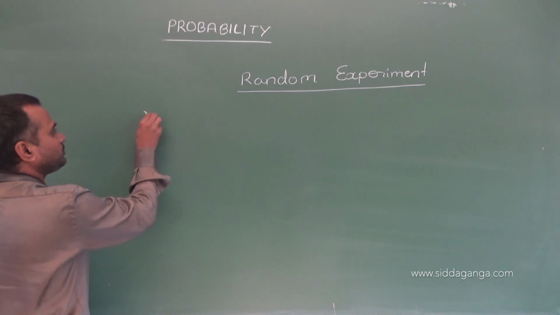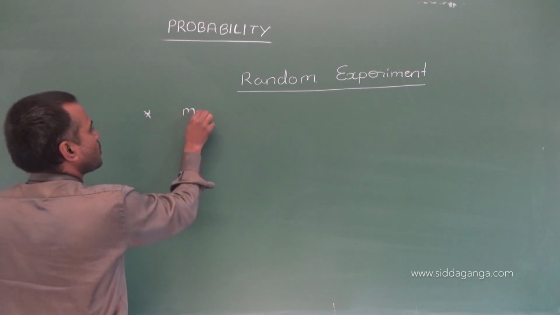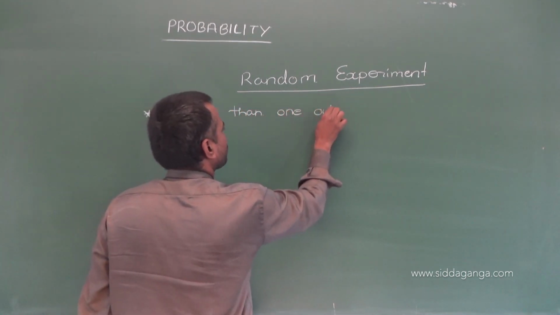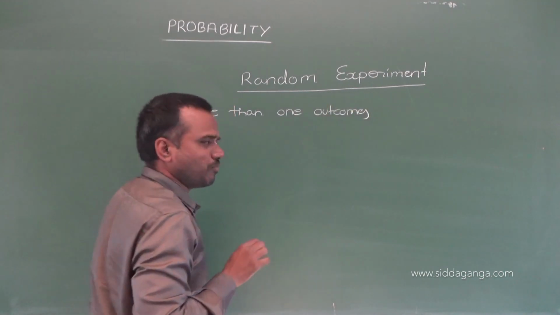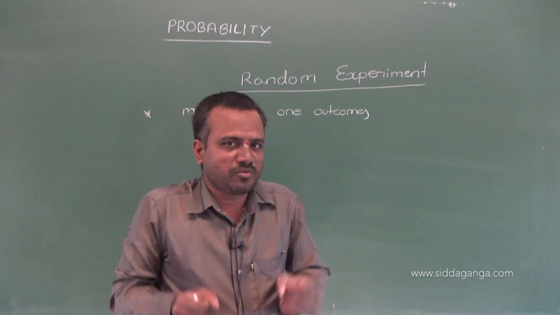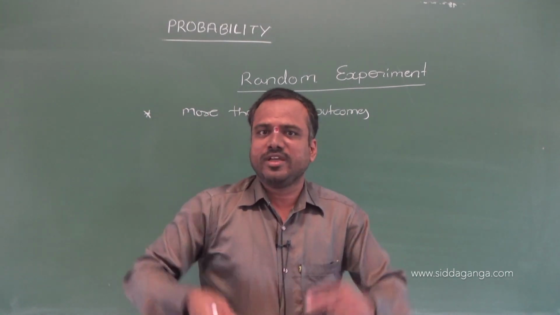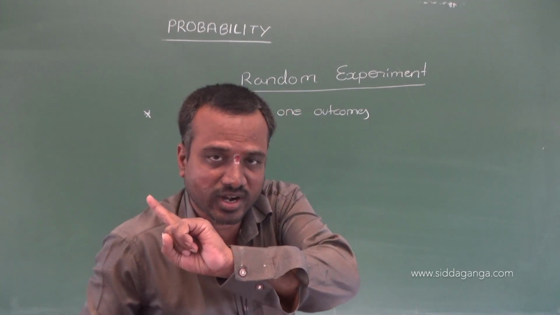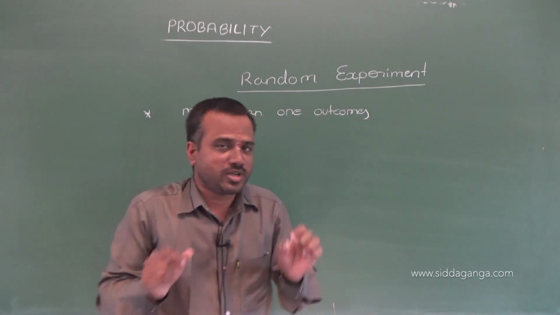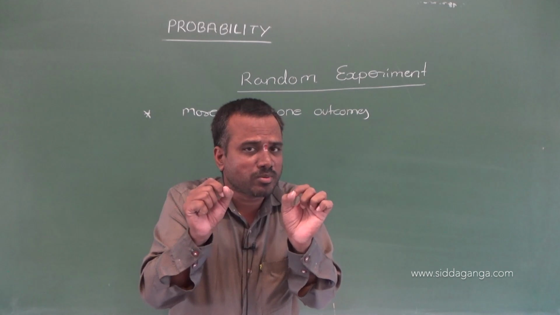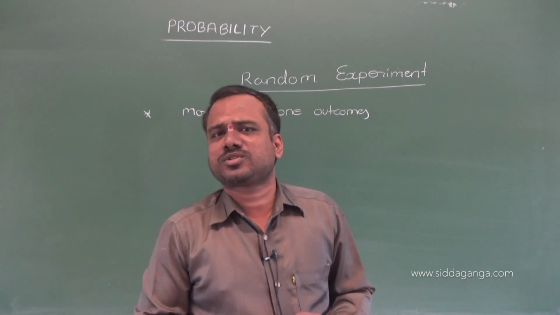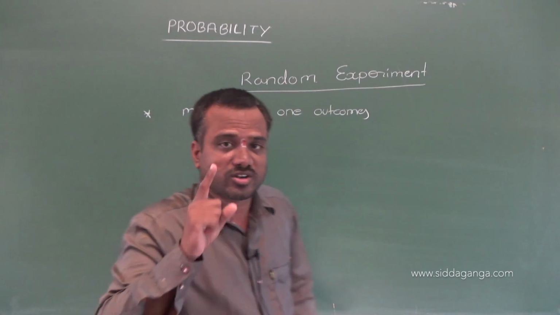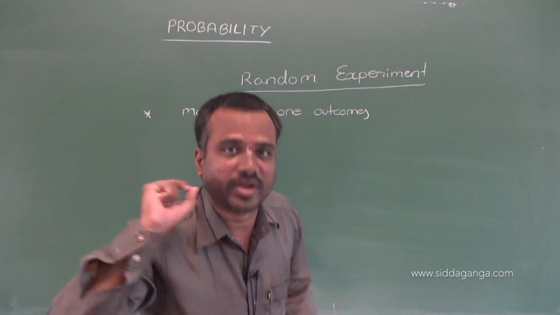Condition number one, more than one outcomes. More than one outcomes. We cannot get only one outcome. If we got only one outcome, then that experiment we can't say it is a random experiment. Got my point? The experiment gets more than one outcomes. If the outcome is only one, then we can't say it is a random experiment. This is the first point.